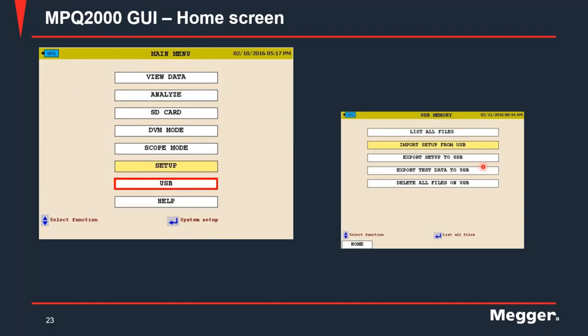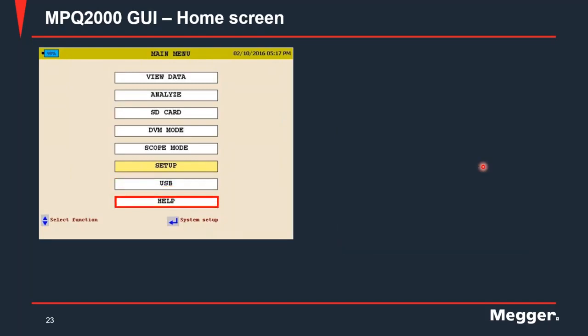And then if you go into the USB option, all these options that you see are pretty similar to the SD card option. The help option brings up information on the instrument. It'll show you the serial number and all of that, and it has a shortcut key. The key with the question mark that we saw earlier is the same as the help option.